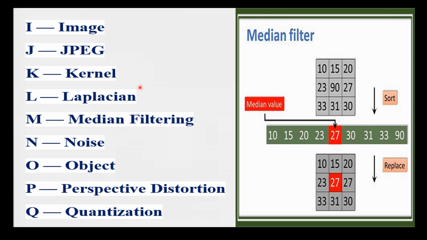Then comes Laplacian, which is a mathematical operator used in image processing to detect edges in an image. For example, a Laplacian filter can be used to enhance the edges of objects in an image. Then it's median filtering, which is a type of filtering technique that replaces a pixel with the median value of the neighboring pixels. This technique can be used to reduce noise in an image while preserving edges. Then it's noise, which is a random variation in an image that can be caused by various sources such as camera noise or compression artifacts. For example, salt and pepper noise can make an image appear speckled.